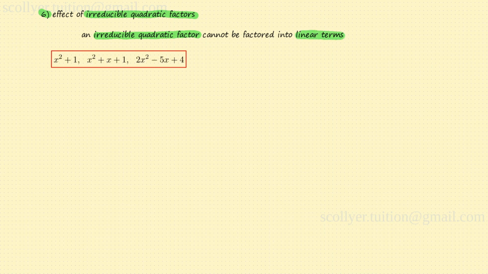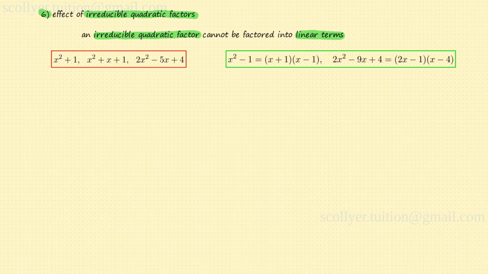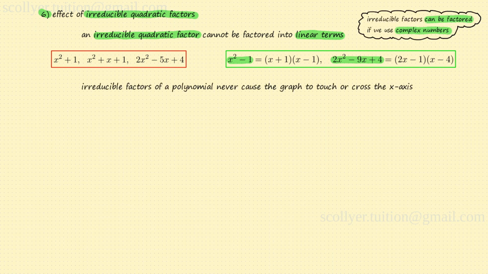The expressions shown here in the red box are all irreducible quadratics. On the other hand, the expressions x squared minus 1 and 2x squared minus 9x plus 4 are not irreducible quadratic terms because they can be factored into linear terms as shown. An irreducible factor never causes the graph to touch or cross the x-axis.